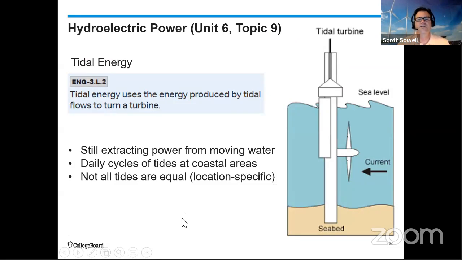All right, now let's go to tidal energy. Tidal energy is almost like an underwater wind turbine. So we're still extracting power from moving water. We're just doing it under the water as opposed to in a dam. It benefits from these daily regular cycles of tides, but not all tides are equal. The tide here in Jacksonville, where I live, may be very different from the tide off the California coast or in another country.